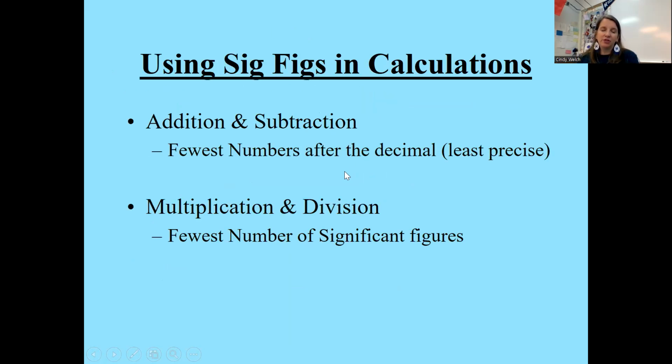Okay, so remember there are different rules for adding and subtracting numbers as there are for multiplying and dividing. When you're adding and subtracting numbers, you're looking specifically at the numbers behind the decimal point. Whichever value you are adding or subtracting that has the least number of numbers after the decimal, that's how many numbers are going to be after the decimal point in your answer. When you're multiplying and dividing, you look at the total number of sig figs. Whichever value has the least amount of sig figs present is how many sig figs will be in your answer.